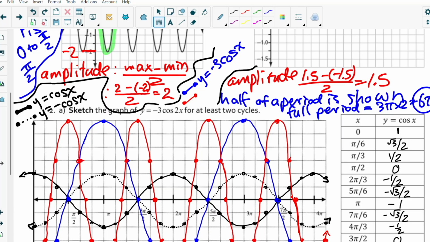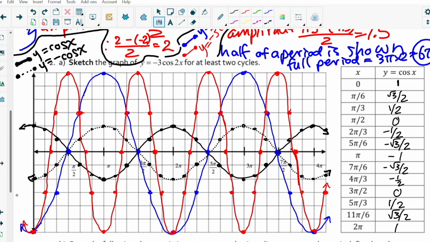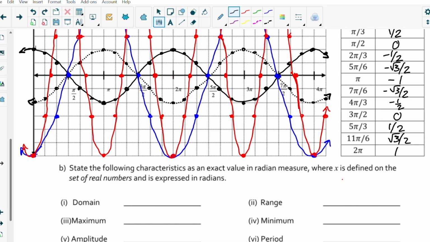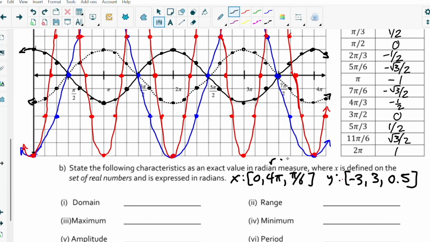y equals -3 cosine of 2x. Okay. Let me give you, you can do this on your graphing calculator. The x values will be 0, pi over 4, pi over 6, and the y values would be -3, +3, and 0.5. And remember, radian mode when you are plotting these, okay?